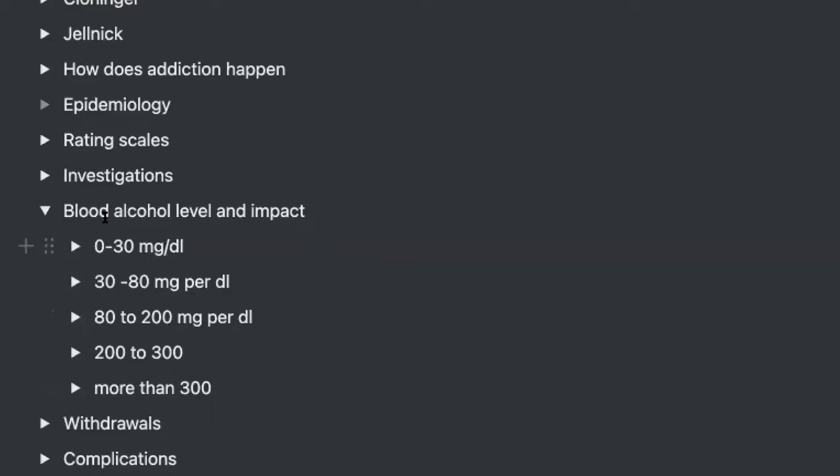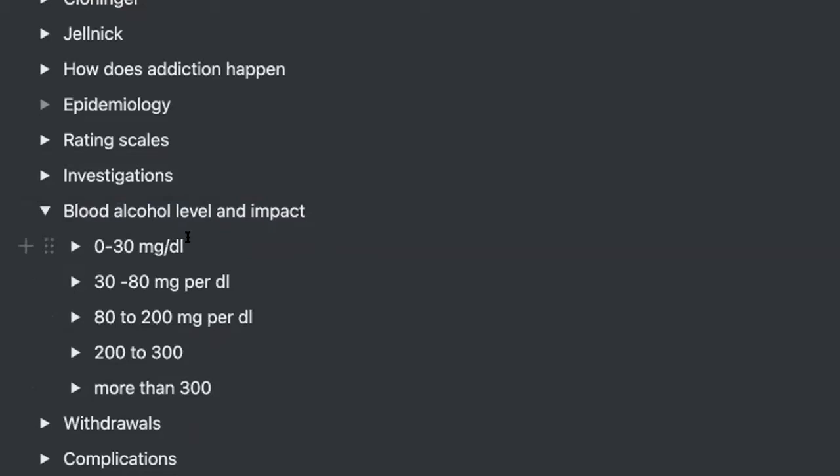So today we're discussing alcohol, and we just discussed the Cloninger and Jellinek classifications, which I forgot to record by then. But let's start with blood alcohol levels and their impact. So you essentially divide it into 0 to 30, 30 to 80, 80 to 200, 200 to 300, and more than 300 milligrams per deciliter.